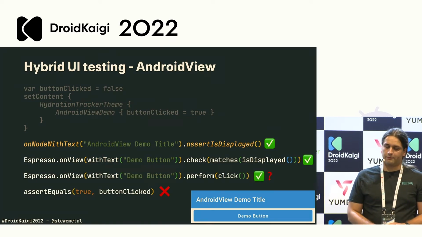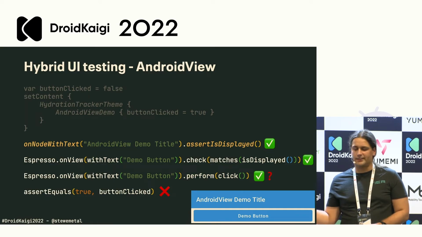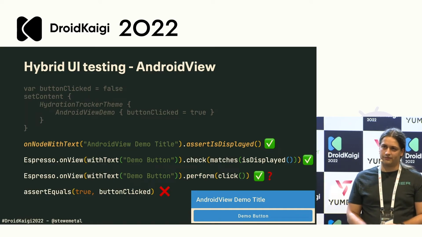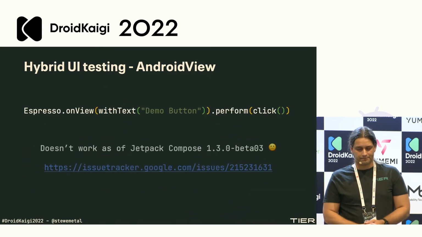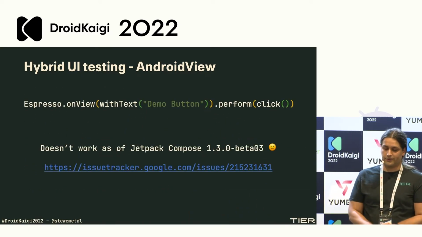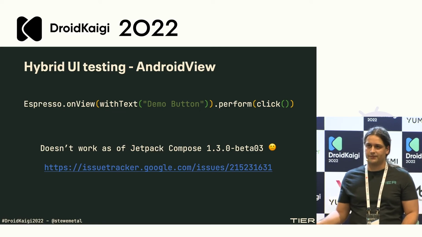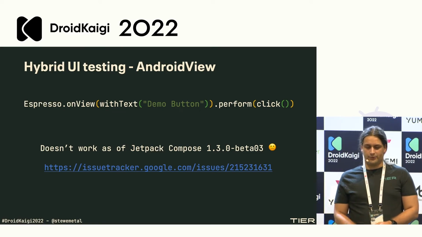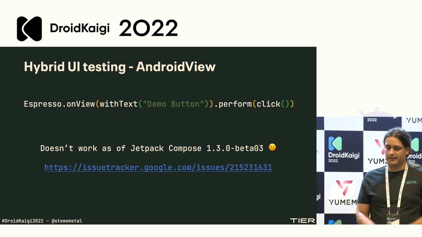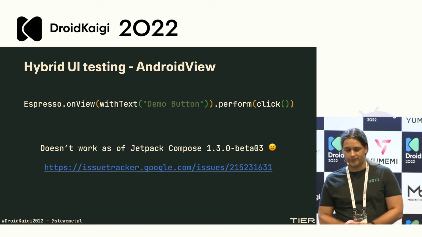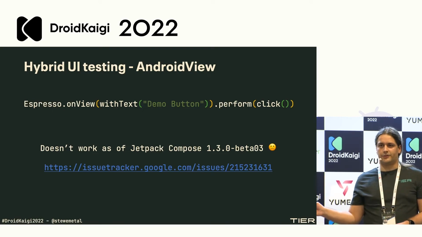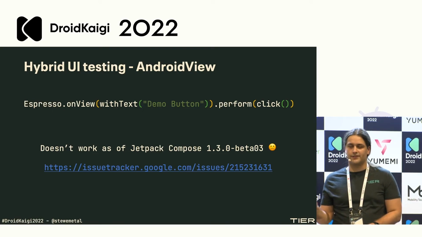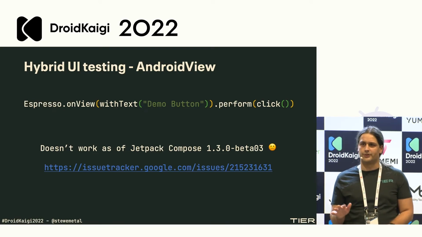And there will be a bit of a problem when we'll try to click the button from Espresso. And actually, this is a bug in the framework. So yeah, as of Compose 1.3.0 beta 3, there's an issue with the clicking mechanism in Espresso, and it won't work, unfortunately, with these kind of hybrid UIs. You can check the issue tracker thread on this. Unfortunately, it's been around since 1.2.0 alpha something.